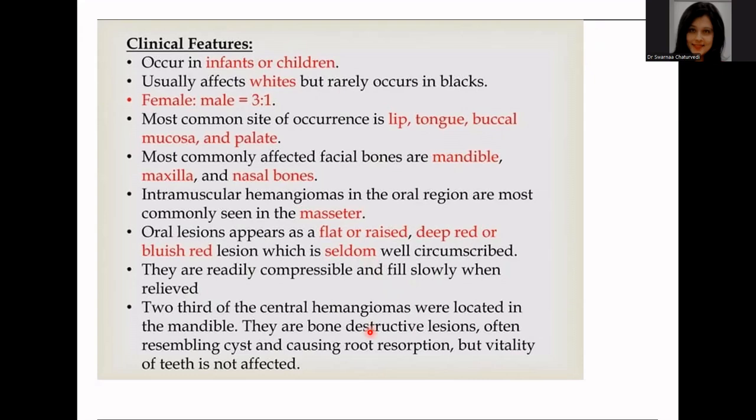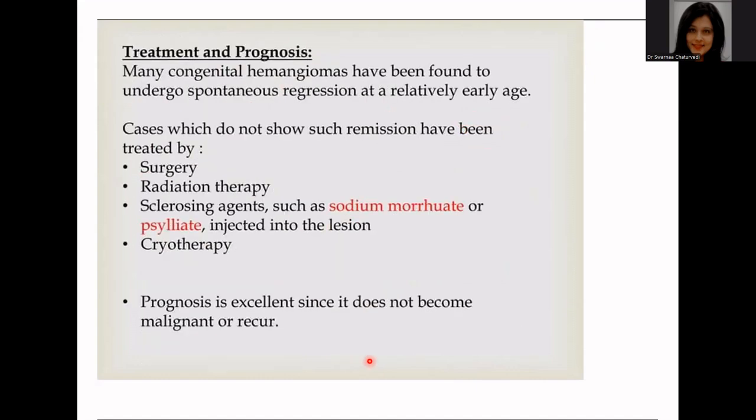So there's compressibility seen, and two-thirds of the central hemangiomas were located in the mandible, and they are bone destructive lesions, often resembling a cyst and causing root resorption. But the difference from a cystic lesion here is that we can find the vitality of the tooth is not affected.